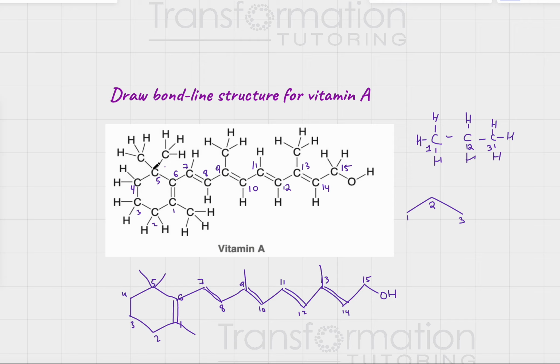I would double check: 2 methyl groups here, a ring, 1 methyl group here. I have 1, 2, 3, 4, 5 double bonds. And going through carbon by carbon, I have checked, and this must be my bond line structure for vitamin A. Again, anytime I see the end of a line or 2 lines coming together, that's a carbon. And hydrogens that are attached to carbons, I do not have to show.